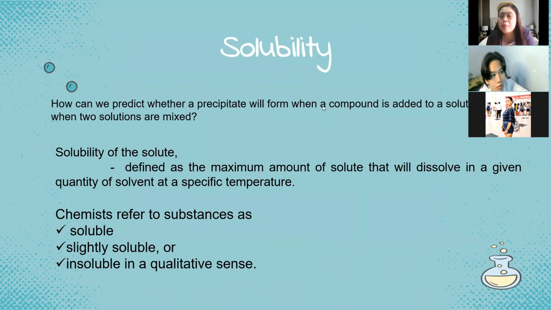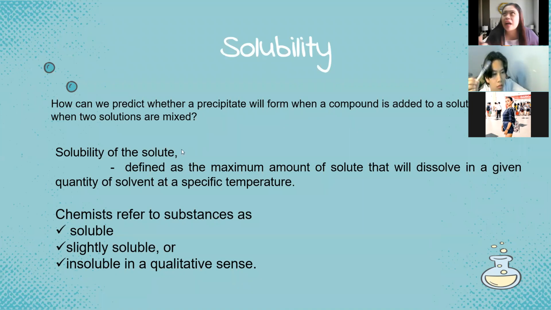Now, how can we determine or predict whether a precipitate will be formed for a given reaction? So, the answer, Ana, is solubility. It depends on the solubility of our substances or chemicals, especially in water. Because remember, water is the universal solvent. And when you say solubility, it is defined as the maximum amount of our solute or our substance that will be dissolved in a given amount of solvent at a specific temperature.